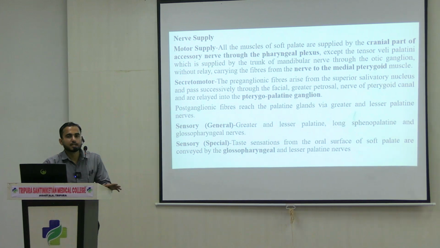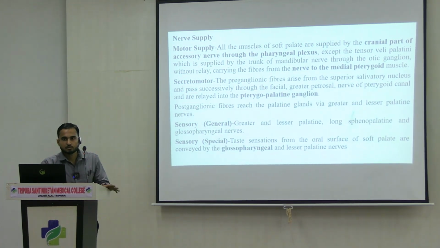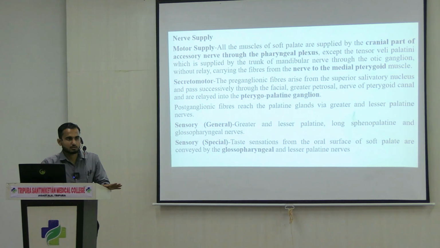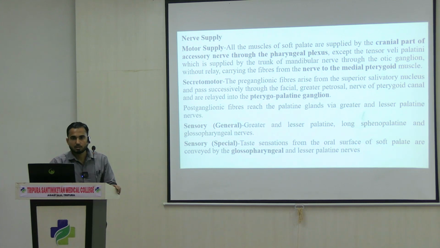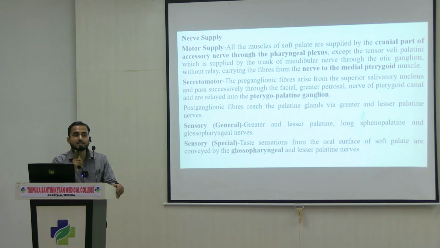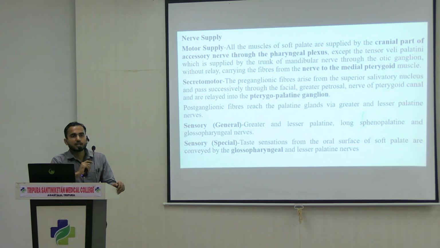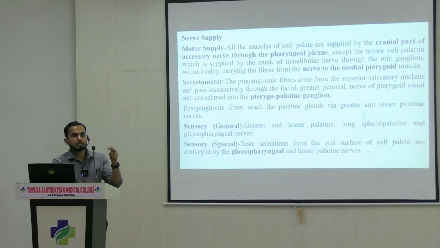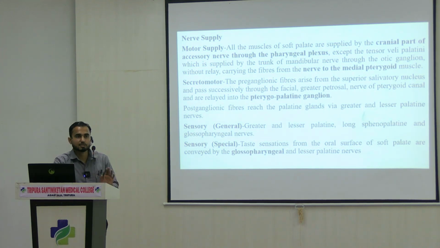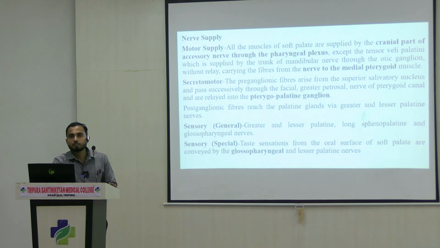Have you studied the pterygopalatine fossa? In the pterygopalatine fossa, one of the major contents is the pterygopalatine ganglion, one of the largest parasympathetic ganglia. The preganglionic fibers coming from the superior salivatory nucleus pass through various branches of the facial nerve, and ultimately reach the pterygopalatine ganglion to relay there.